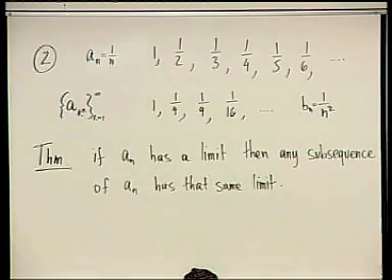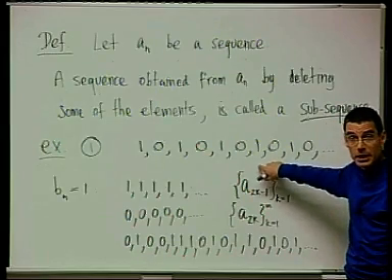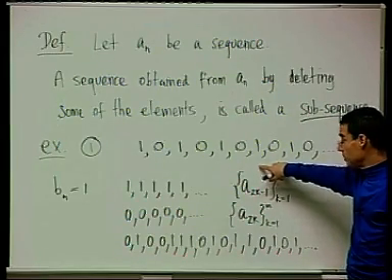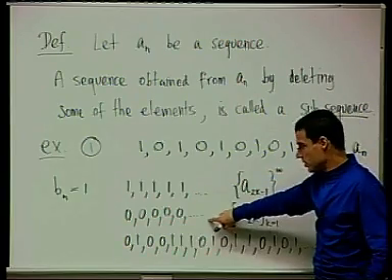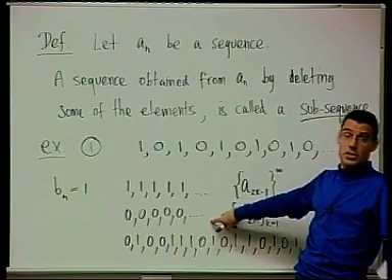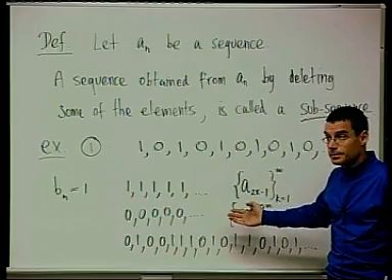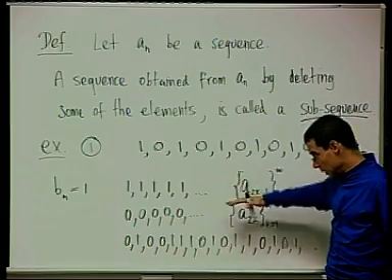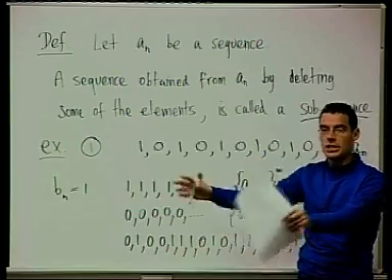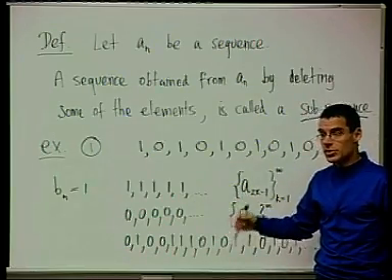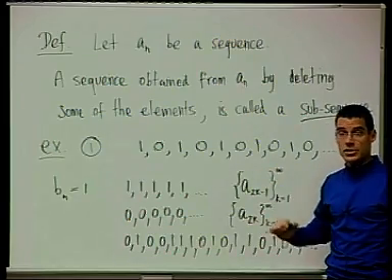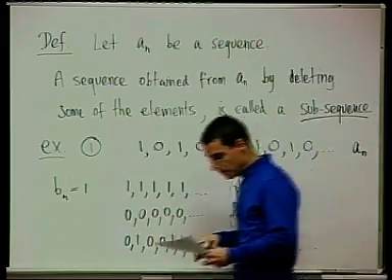Previous example, example 1. Look at this board, this does not have a limit, right? And in fact, here's a subsequence that does have a limit and it's 1. Here's a subsequence that does have a limit, but it's 0, right? So not having a limit doesn't indicate anything about the subsequences. Having a limit indicates that all the subsequences are going to have that same limit. Okay.